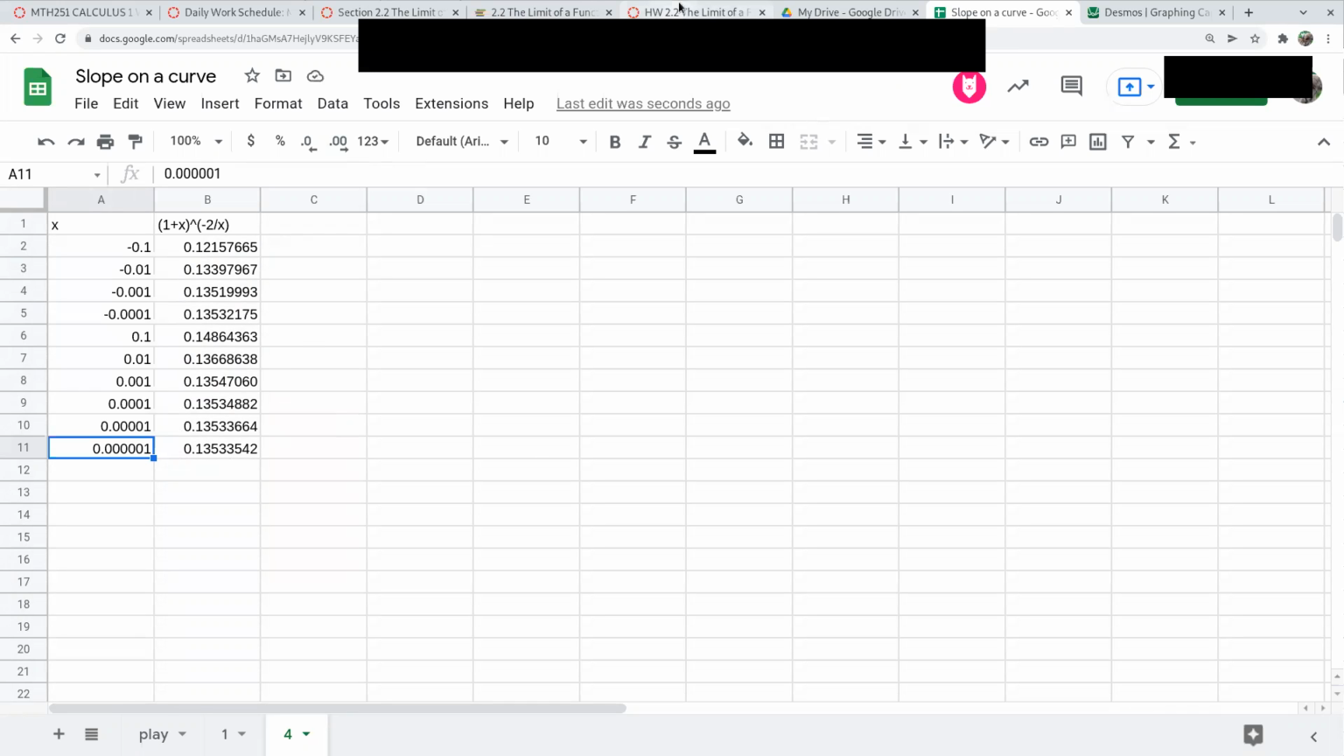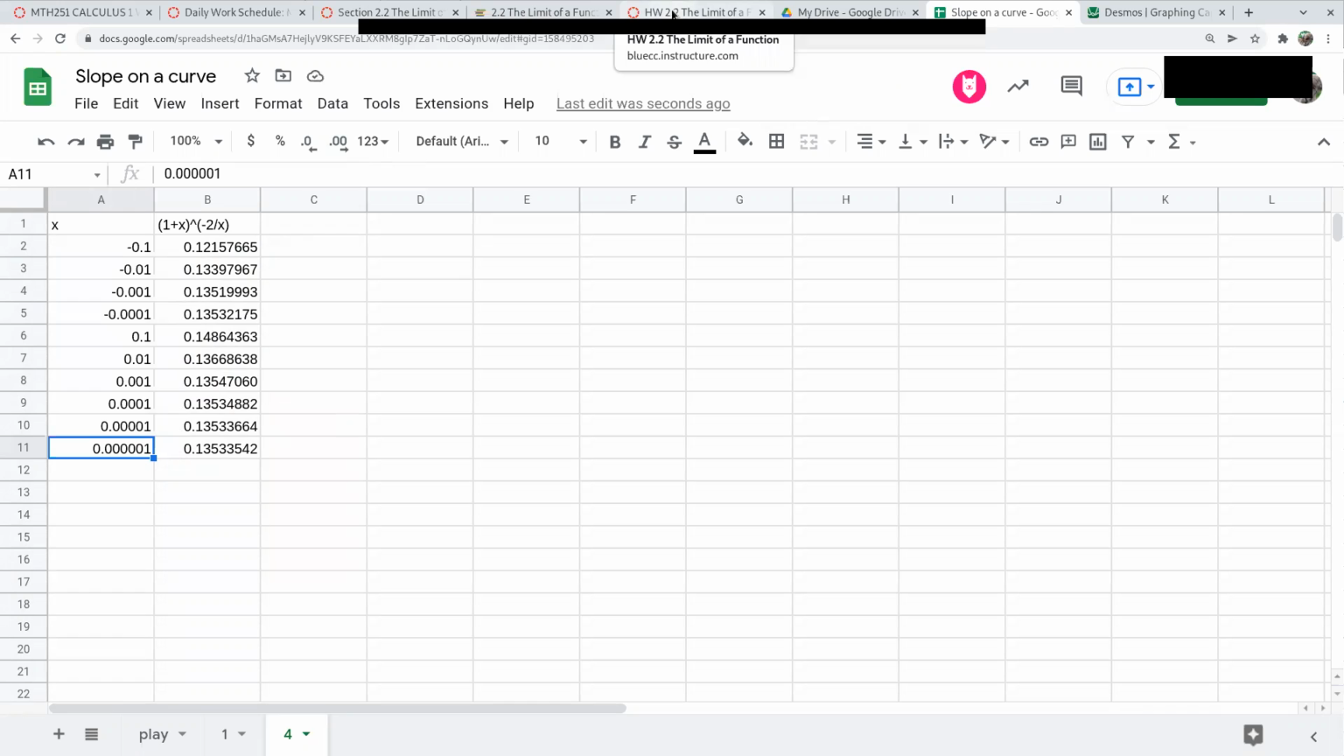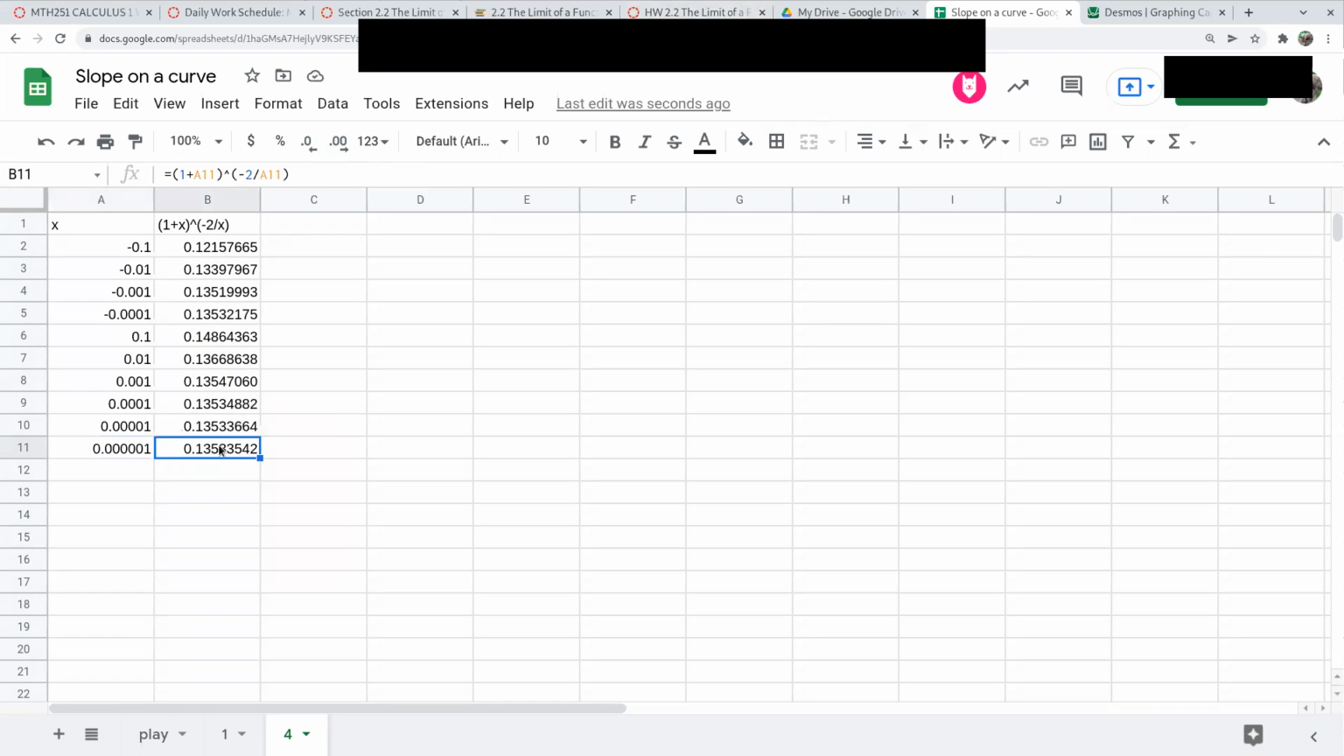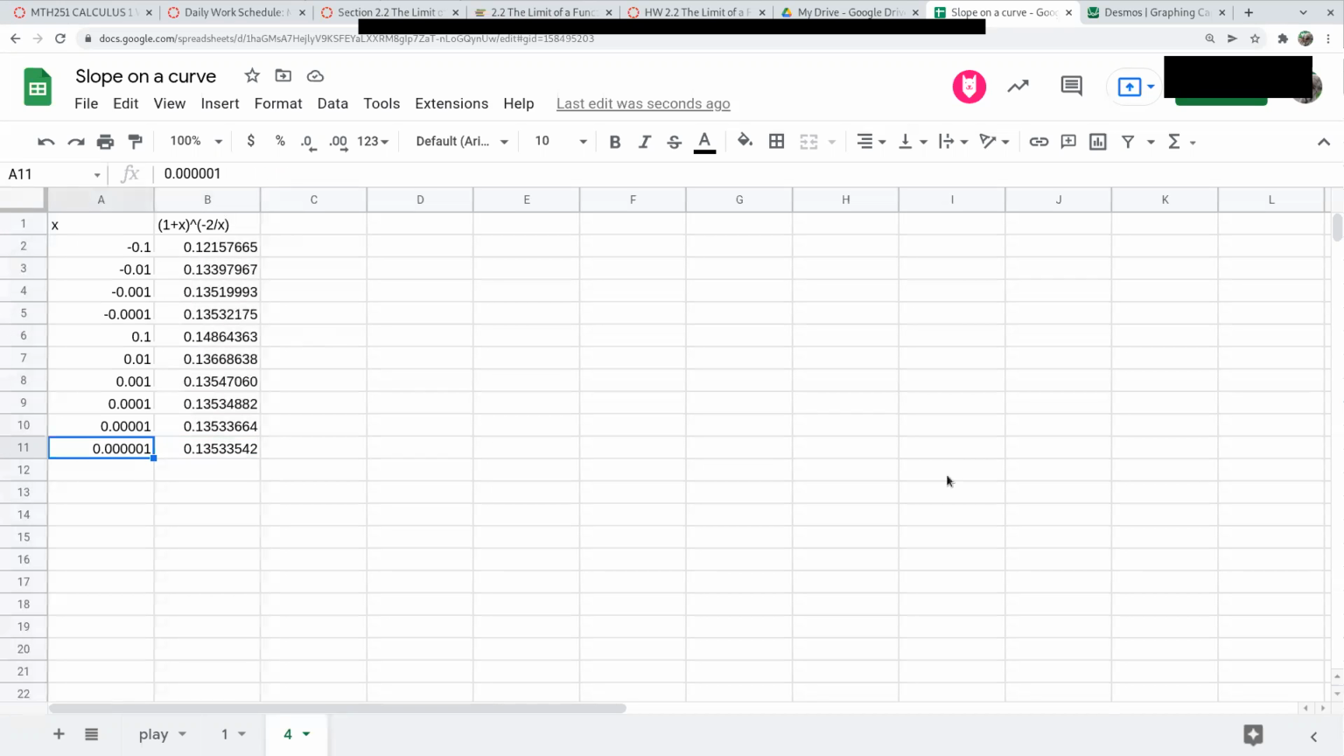Okay, so can I say this is a number like 2 or pi? The answer is no, but I can give you as many decimal places as you want by just letting x get closer to 0. All right, so nail that sucker.